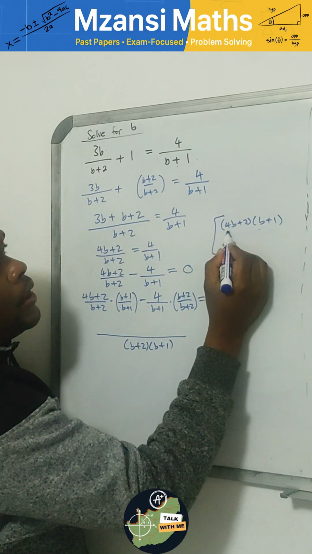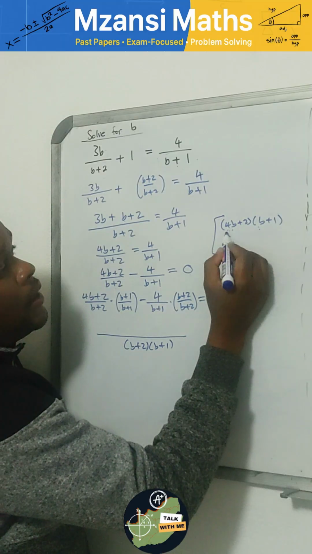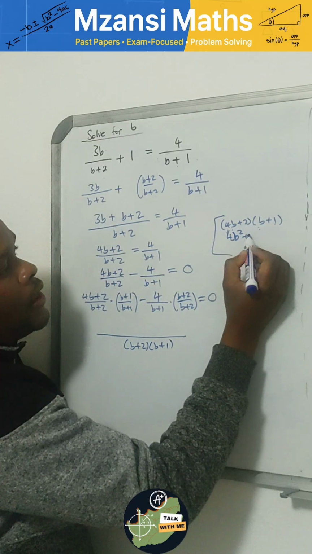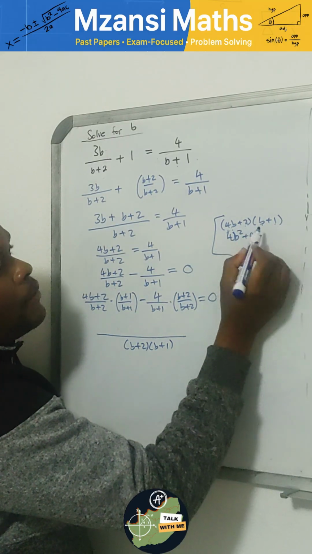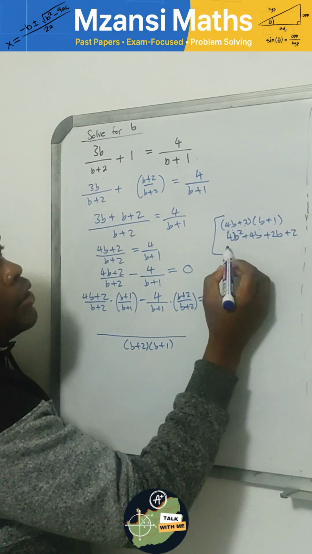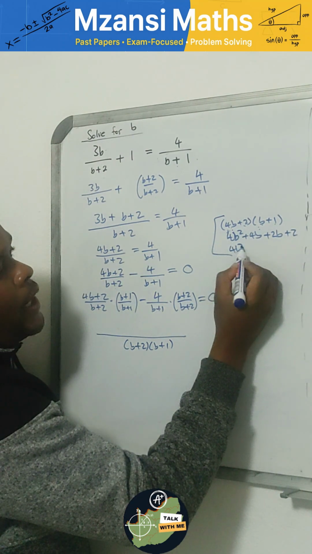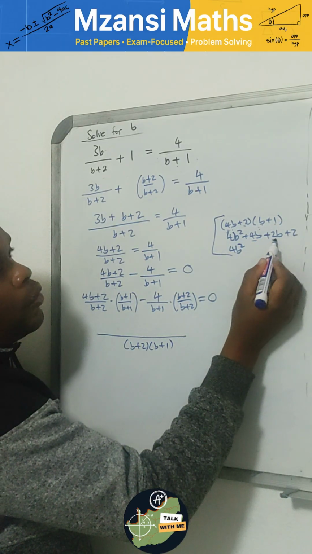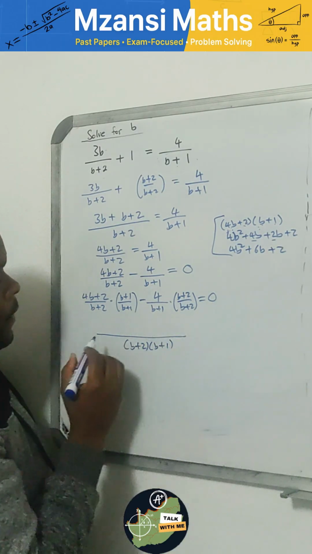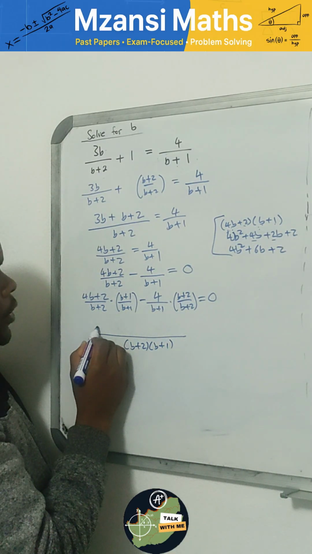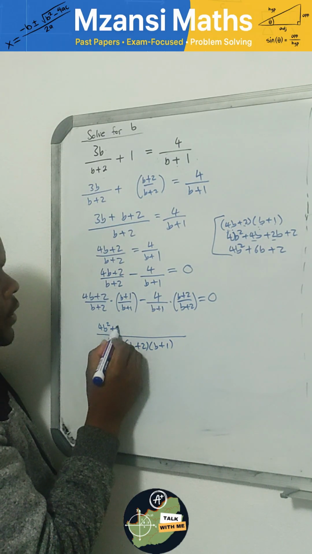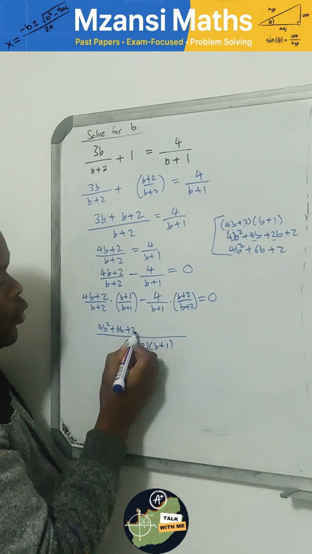4b plus 2, 4b times b is 4b squared. 4b times 1, that's 4b. 2 times b is 2b. 2 times 1 is 2. So here we have 4b squared. 4b plus 2b will give us 6b plus 2, right? And then here, which means you'll have 4b squared plus 6b plus 2, right?